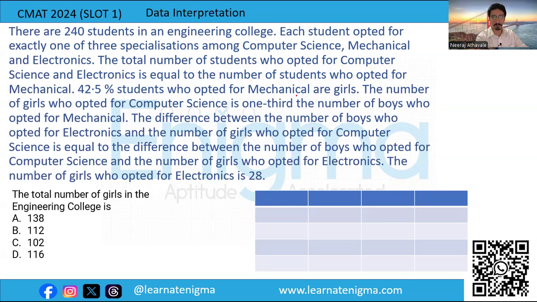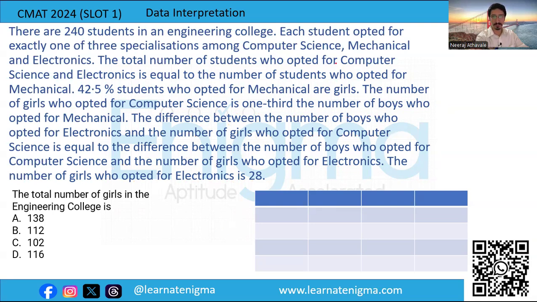42.5% students who opted for mechanical are girls. The number of girls who opted for computer science is one third the number of boys who opted for mechanical. The difference between the number of boys who opted for electronics and the number of girls who opted for computer science is equal to the difference between the number of boys who opted for computer science and the number of girls who opted for electronics. The number of girls who opted for electronics is 28.